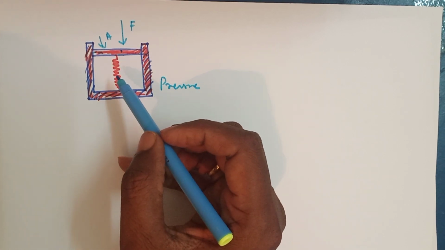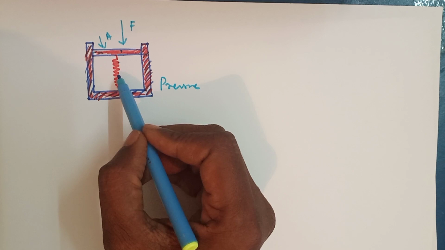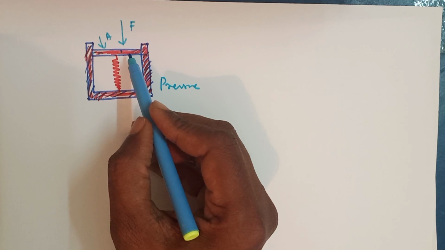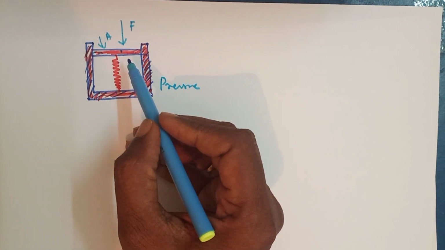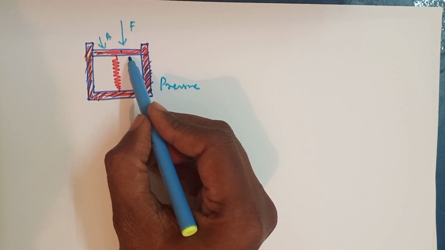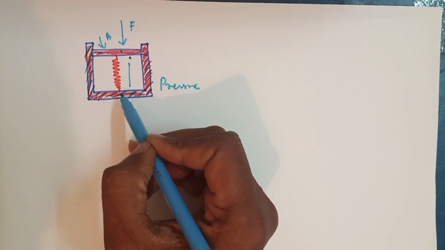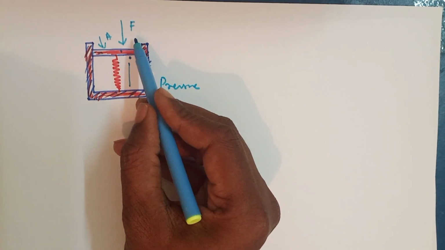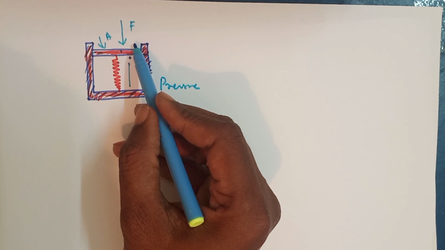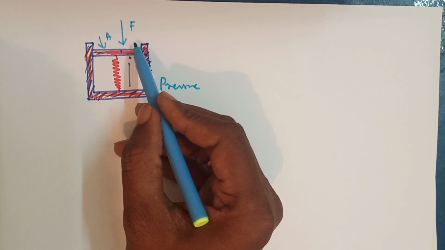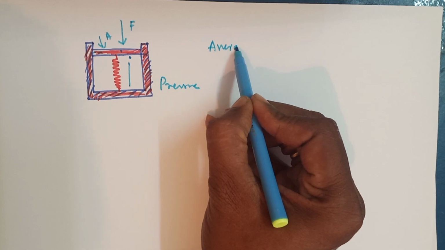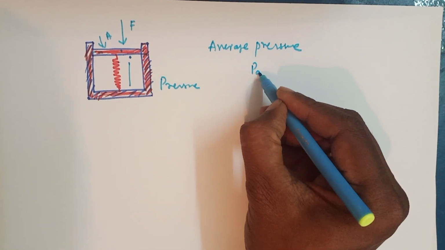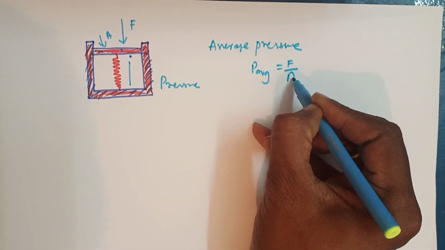The device is placed inside the fluid. The inward force exerted by the fluid on the piston is balanced by the outward spring force, and thereby measured. If F is the magnitude of the average normal force, then average pressure P average is equal to F by A.